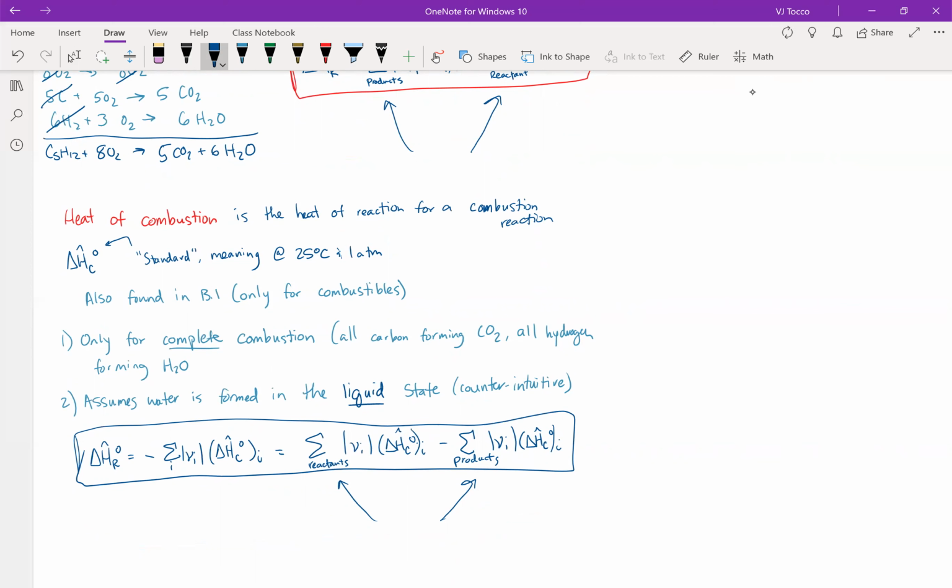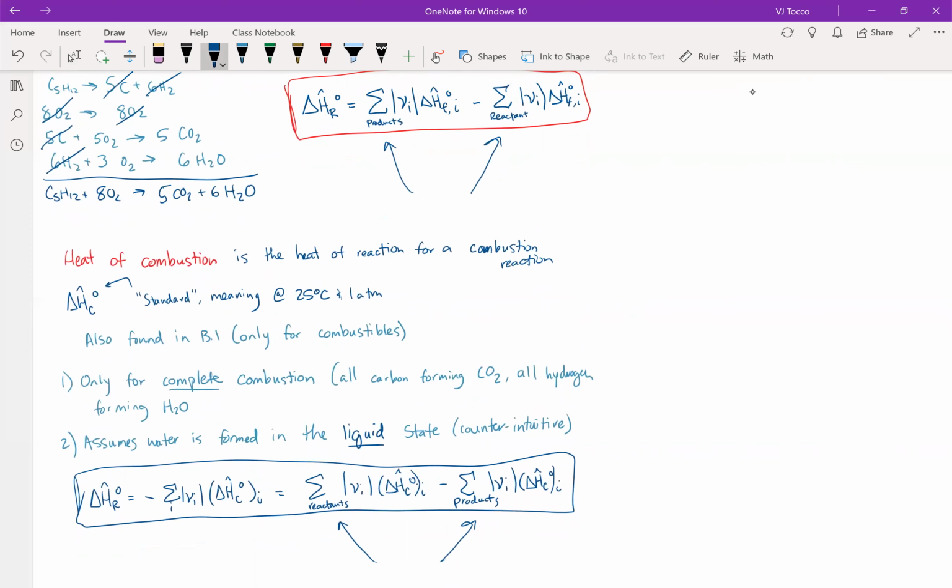So either one of these methods can get you what the heat of reaction is from either the heat of formation of all of them or the heat of combustion of all of them. And which one you use just depends on whether or not you have all the heats of formation or all the heats of combustion. So I'll point you to example 9.4-1 in your textbook if you'd like to see an example of how to apply this formula.